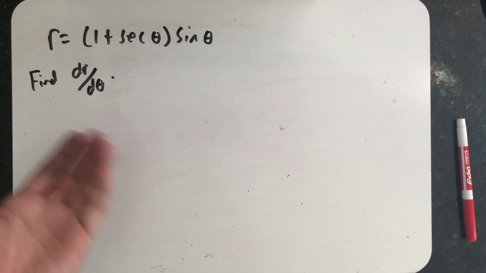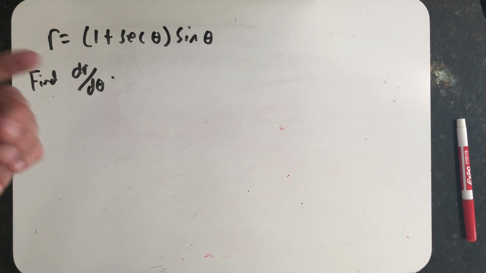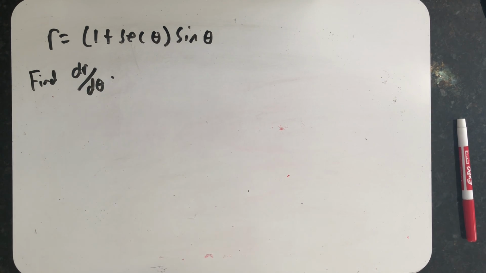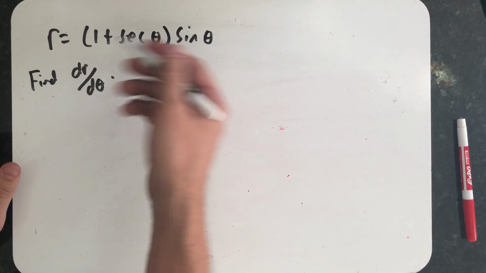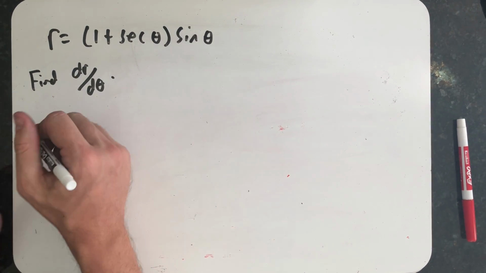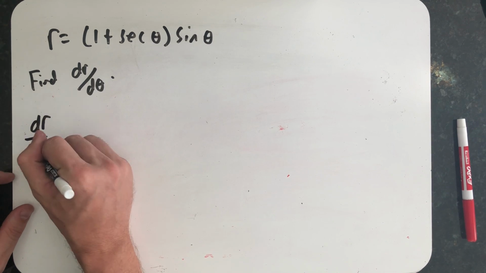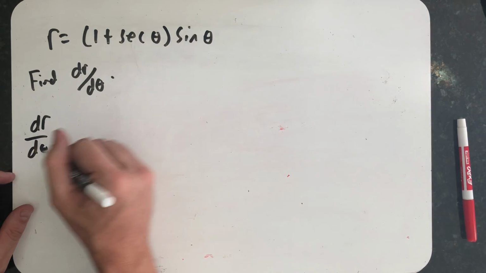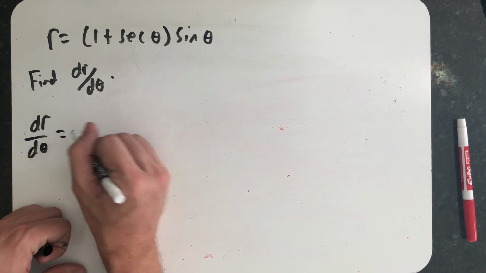In this problem, we're going to find dr/dθ, where r is (1 plus secant θ) times sine θ. And I'm actually going to do this problem twice. The first way I'm going to do it is just by taking the derivative of exactly what was written on the page. So I have a first function times a second function. I'm going to have to use the product rule.